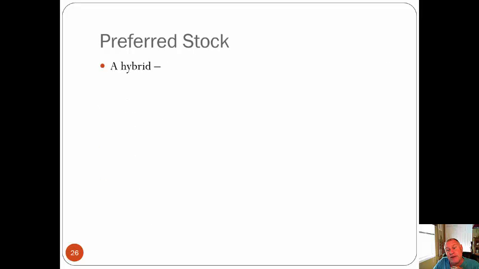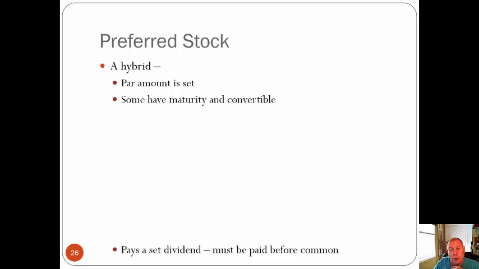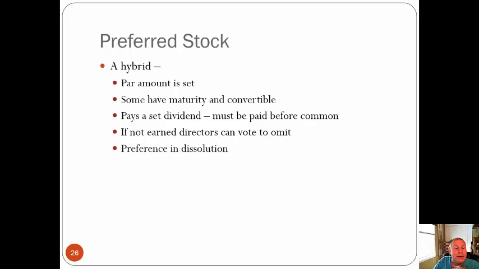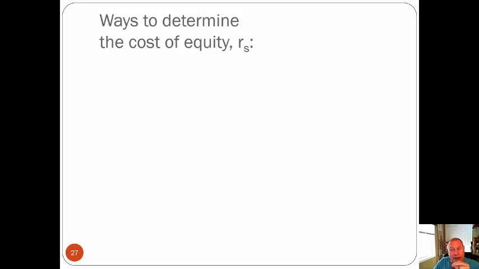Preferred stock is a hybrid. A par amount is set. Some have maturity and are convertible, pays a set dividend, and must be paid before common. So we generally can use that stated amount, the payment amount, in determining our cost of capital. If not earned, the directors can vote to omit it, but it does have preference in dissolution. So it would be whatever the stated rate on the preferred stock is.